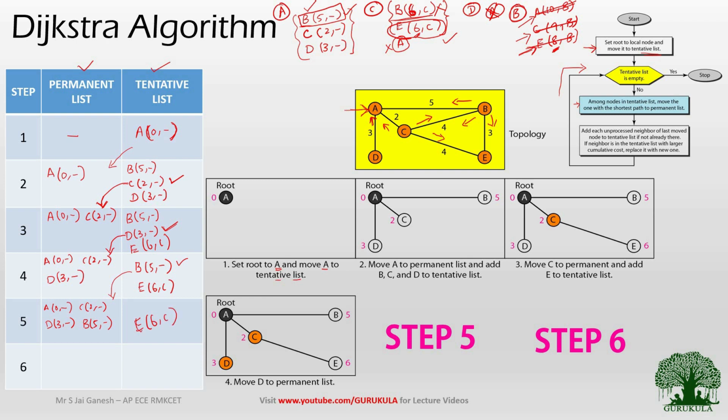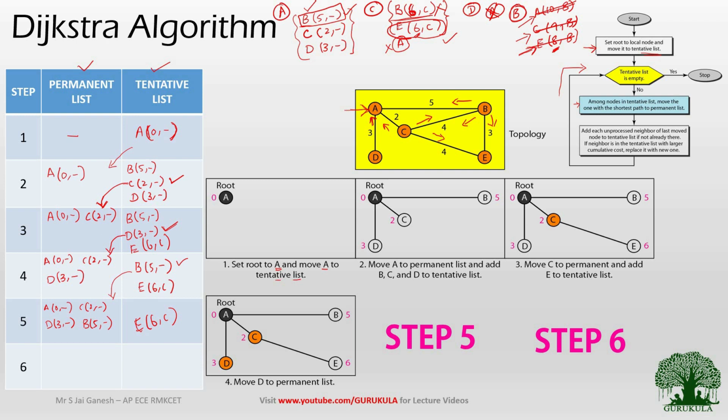At this particular point, you should understand why we are not updating the value of E: when you reach E via B, the cost will be higher. We are in the process of identifying the shortest path, so that is why we are not taking the higher cost route.